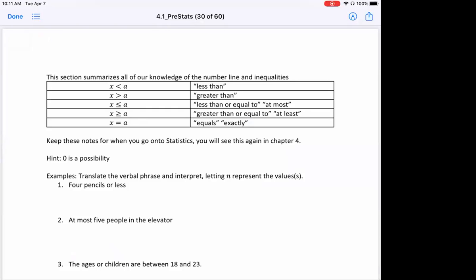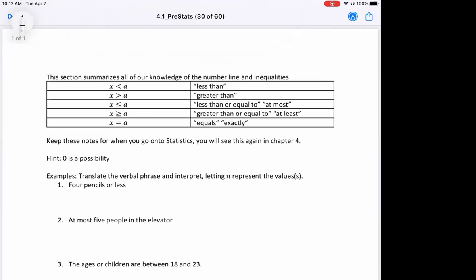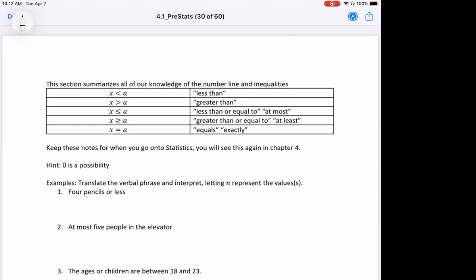All right, so we're reaching the end of our review portion of the presets. So after this, we can kind of start dipping our toes into some statistics content. So this is section 4.1, and it's getting us ready for chapter 4 of your stats class that you'll have hopefully either the summer or the fall. But let's go ahead and go over this section. So this is section 4.1.